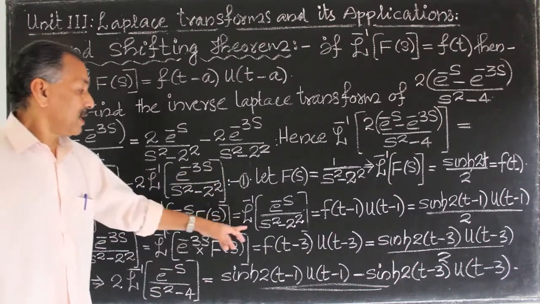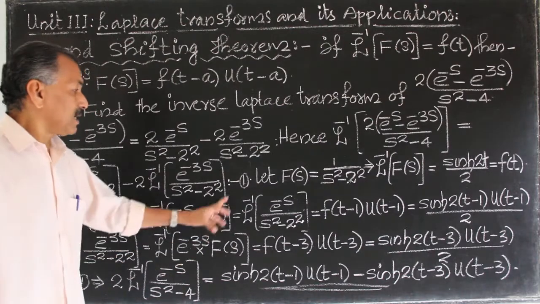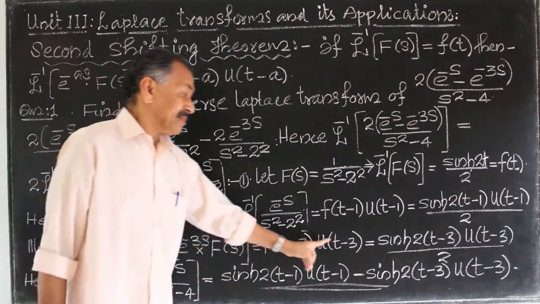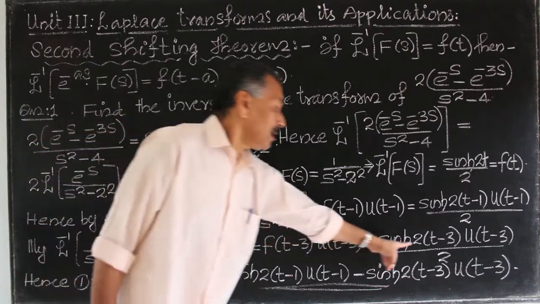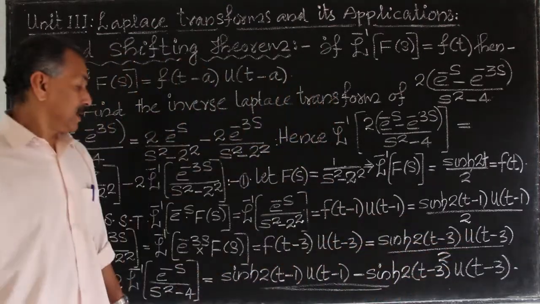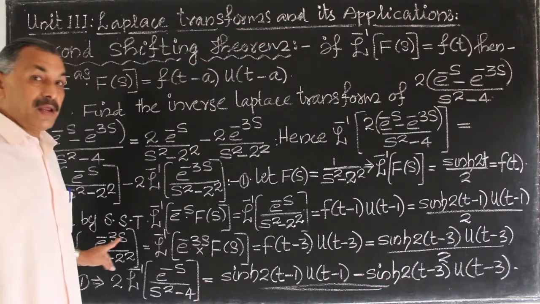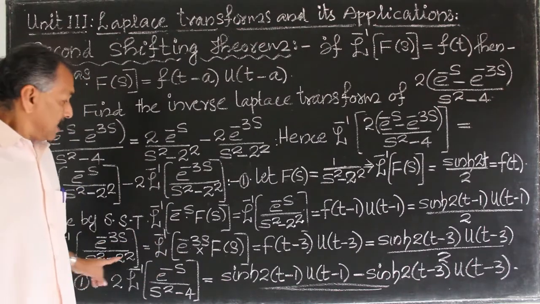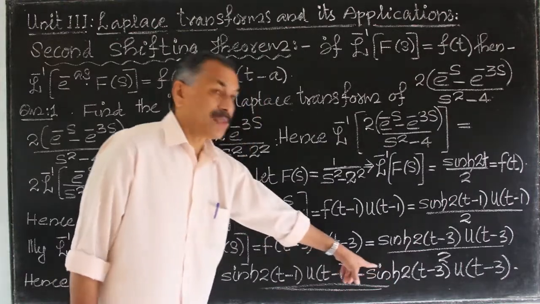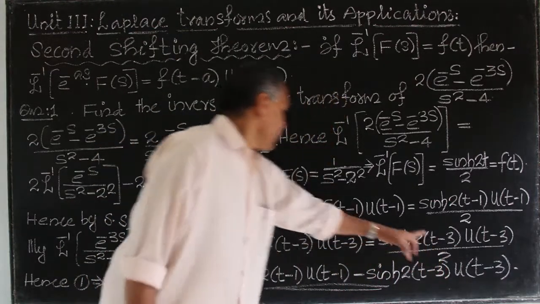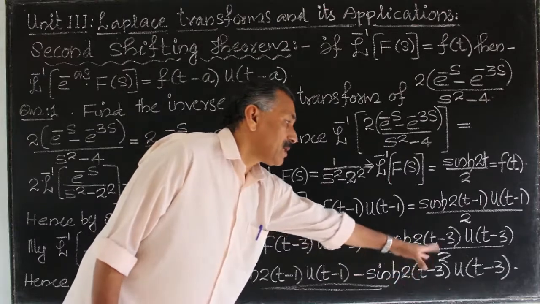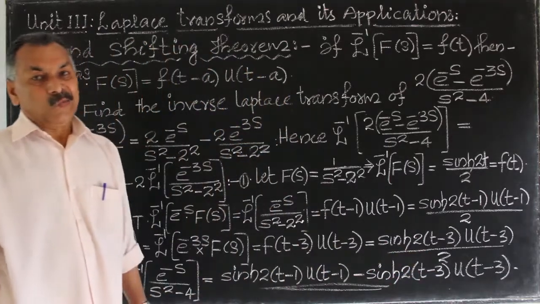L inverse of e raised to minus 3s divided by s square minus 2 square is equal to sinh 2(t minus 3) u(t minus 3) divided by 2. The value of this type, L inverse of e raised to minus 3s divided by s square minus 2 square, is equal to sinh, here the 2 will cancel, the remainder is sinh 2(t minus 3) into u(t minus 3).